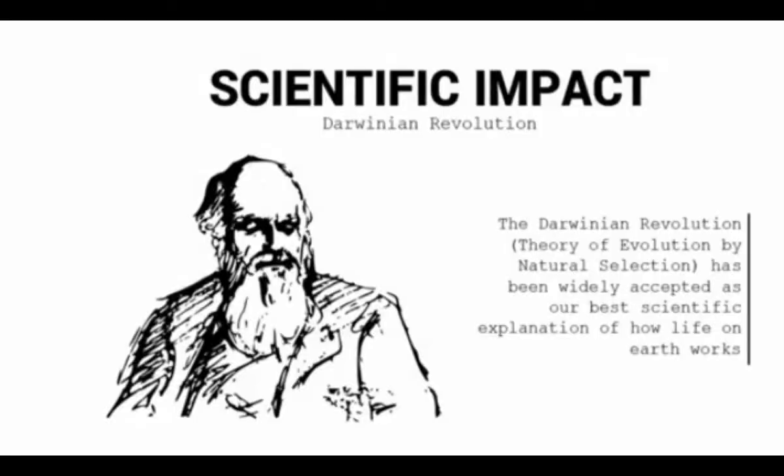Scientific impact. Darwinian Revolution. The Darwinian Revolution, the theory of evolution by natural selection, has been widely accepted as our best scientific explanation of how life on Earth works.